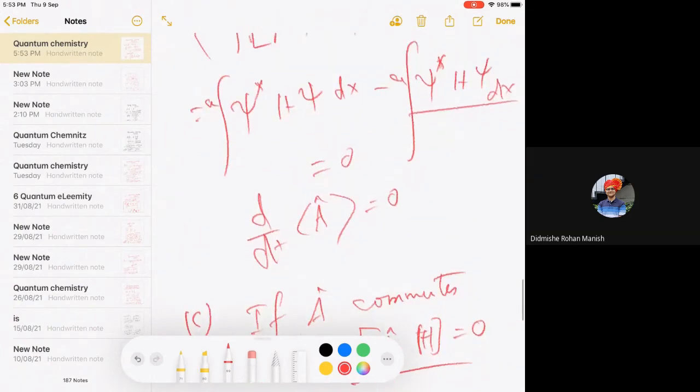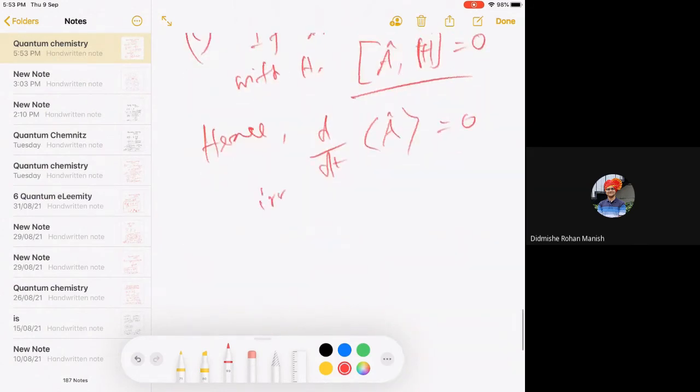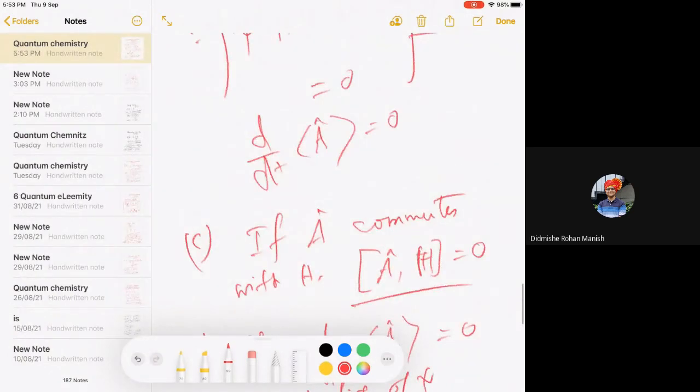So look at the beauty. In this case, it does not matter what psi is, irrespective of psi. In the third case, simply because there is a much stronger condition that the operator itself commutes. Is it clear?